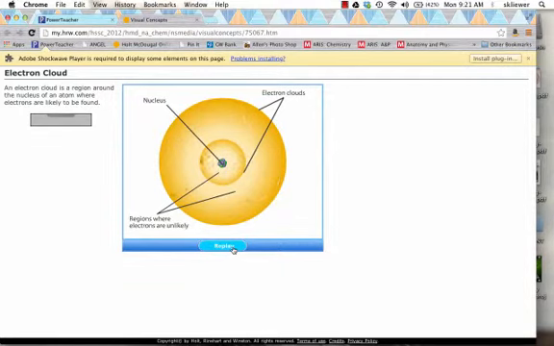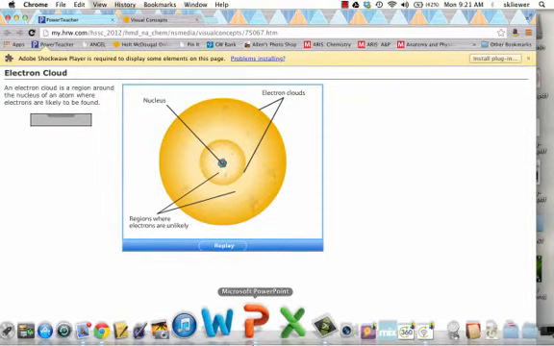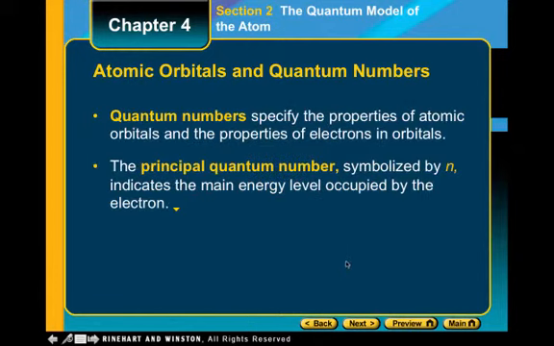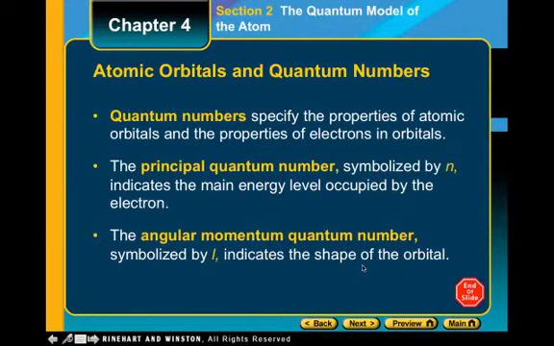Okay, so they're just regions of space where they're likely to have an electron. So we use quantum numbers to describe where electrons are located. And these quantum numbers specify properties of atomic orbitals and the properties of the electrons in the orbital. So we have four quantum numbers.